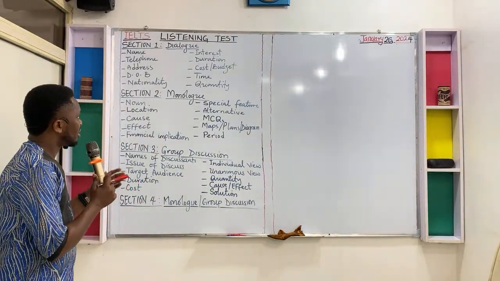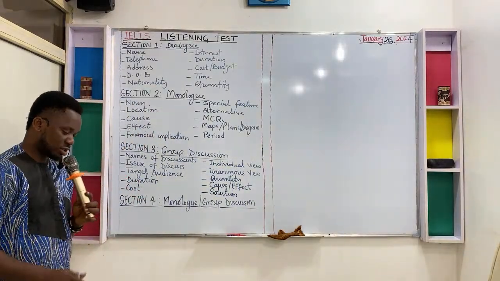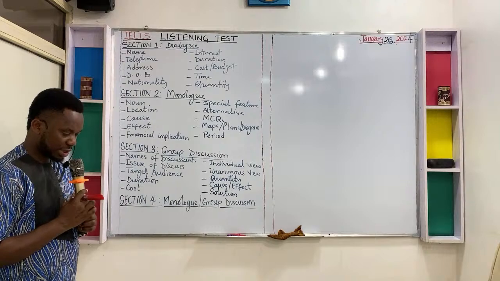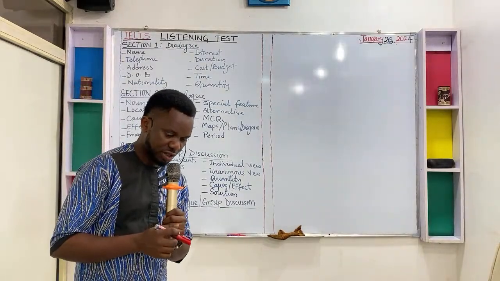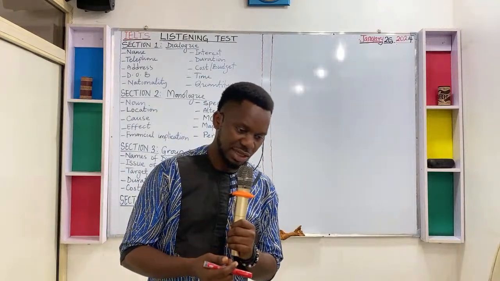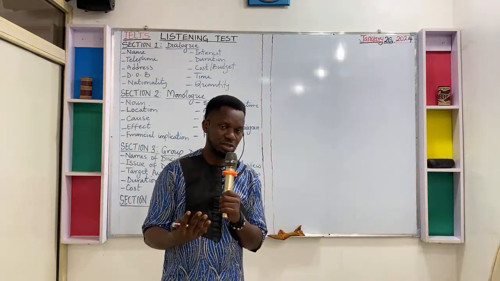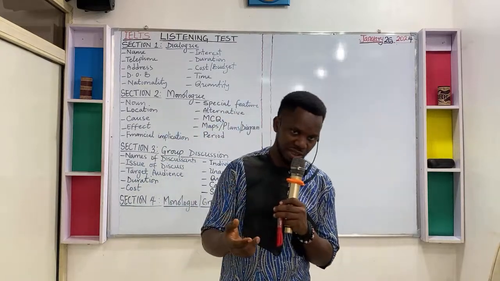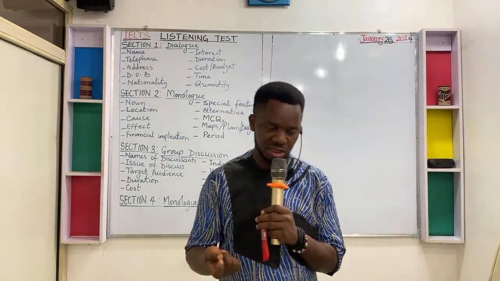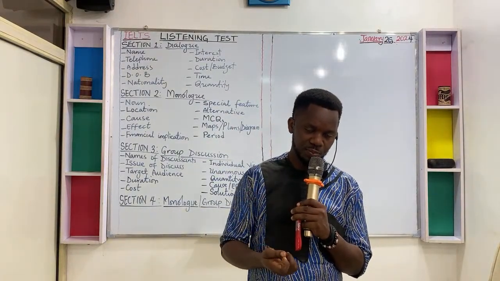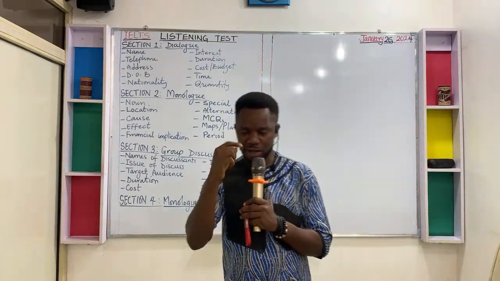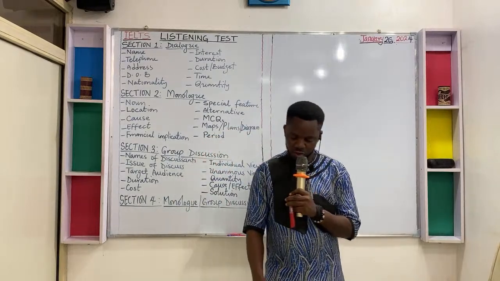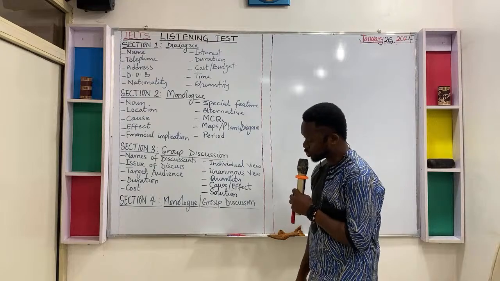On the board, we have 4 sections. Section 1, 2, 3, and 4. So this actually interprets the fact that IELTS listening test is divided into 4 sections. Now the IELTS listening test lasts for about 40 minutes. Now within these 40 minutes, you're going to answer 40 questions. And each question carries 1 mark, right? And of course, there are 4 sections during the listening test. So let's look at what you need to do.